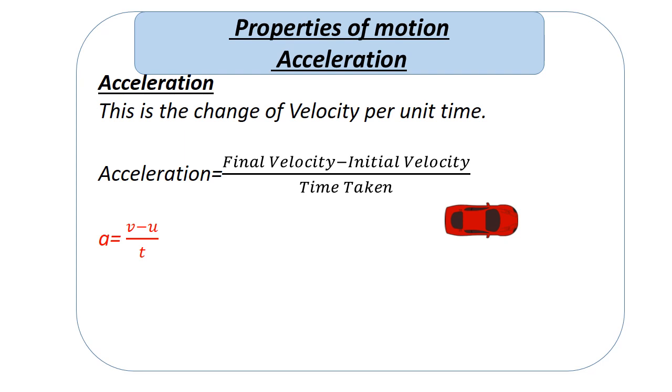So be mindful of the way you present your answer. You present your formulas: a is equal to v minus u over t. We're using small letters, not big letters. These are the standard short ways of representing the formula for acceleration. If you use, for example, a big V for final velocity and a big U for initial velocity, that can be problematic because it might mean something else.